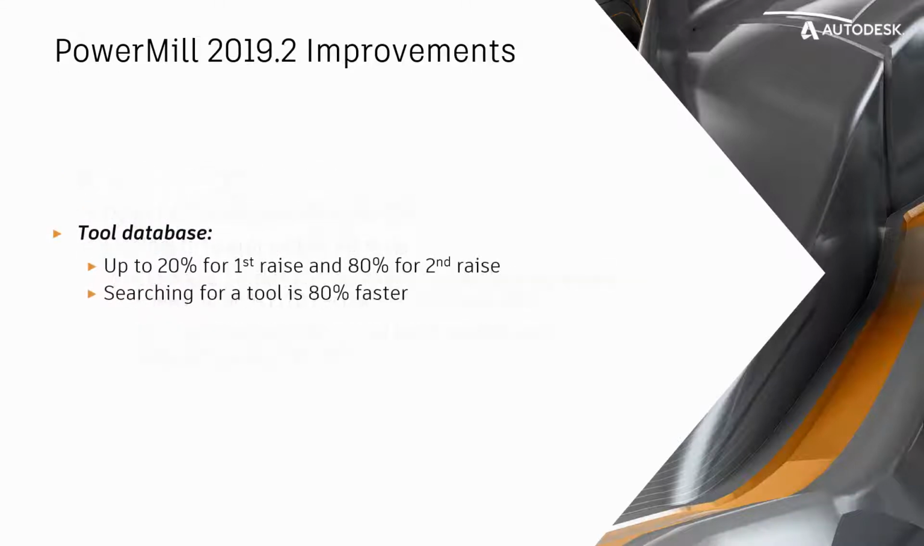We've also made it faster to use your Powermill tool database. The typical time needed to raise the database interface has been reduced by up to 20%. Once the form has been raised once, subsequent raises can be up to 80% faster. Moreover, searching for a tool in your database is now up to 80% faster than in previous versions.